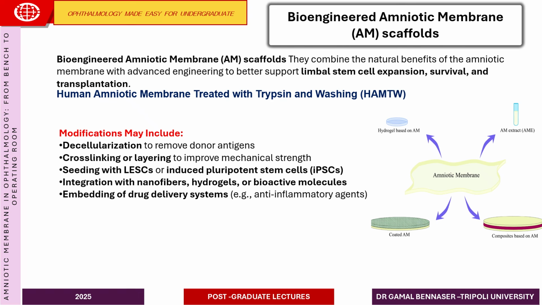So the modifications that they apply to the amniotic membranes include different steps: decellularization first, followed by cross-linking of the layers of the amniotic membrane, and then seeding with limbal stem cells to induce pluripotent stem cells, then integration with nanofibers or hydrogel bioactive molecules, and embedding also some drugs to maintain the sterility as well as reduce the inflammation. All these processes are done to the amniotic membrane so that it provides the optimum environment for the growth of the stem cells. This is known as a bioengineered amniotic membrane scaffold.